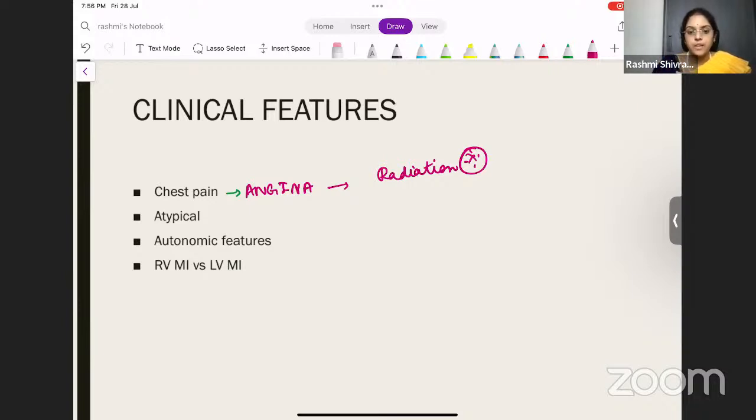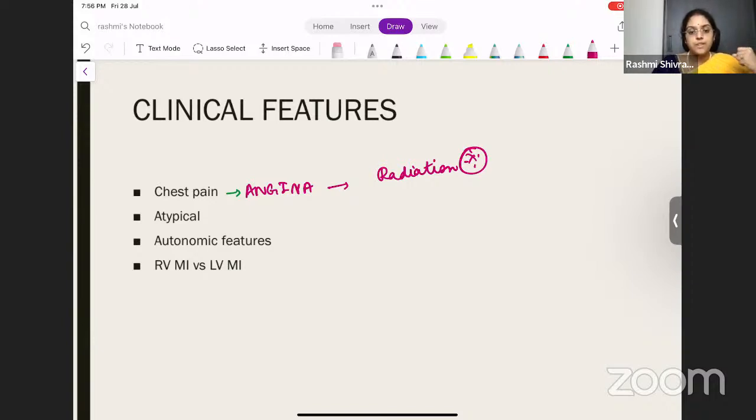The myocardial pain actually radiates to the left shoulder, the left arm, or the left jaw, and the left neck. Okay, these are all the places where occasionally to the right side also it can radiate. So this is what is called the radiation of pain.